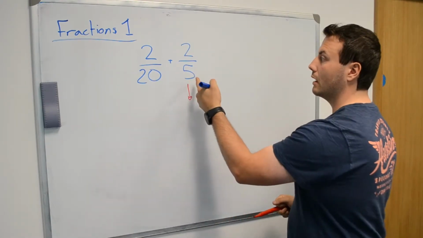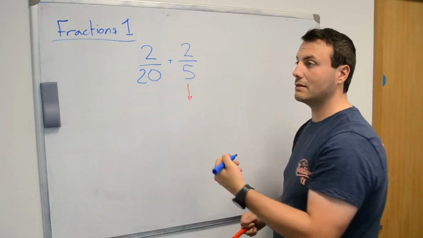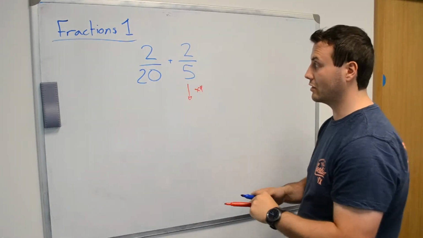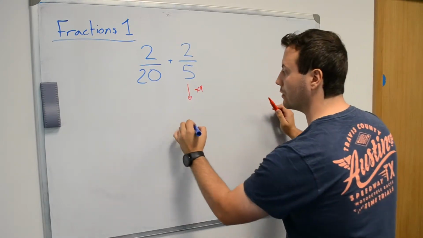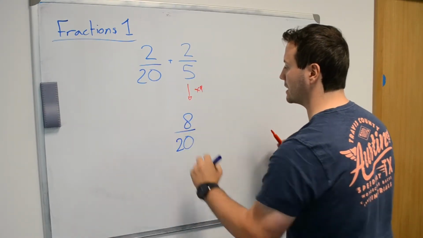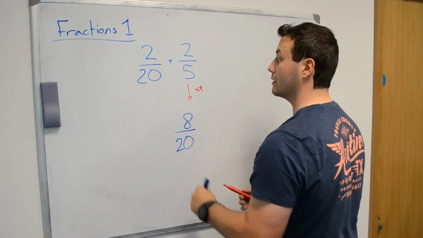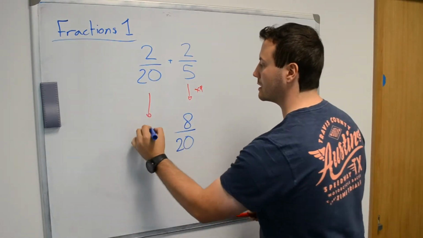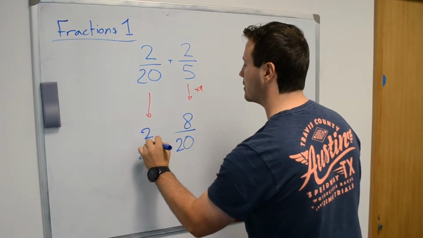So, how do we convert 5 into 20? Well, we're going to have to multiply by 4. So let's do that for both top and bottom. 2 times 4 is 8. 5 times 4 is 20. Bring our first fraction down. So that's just 2/20ths.